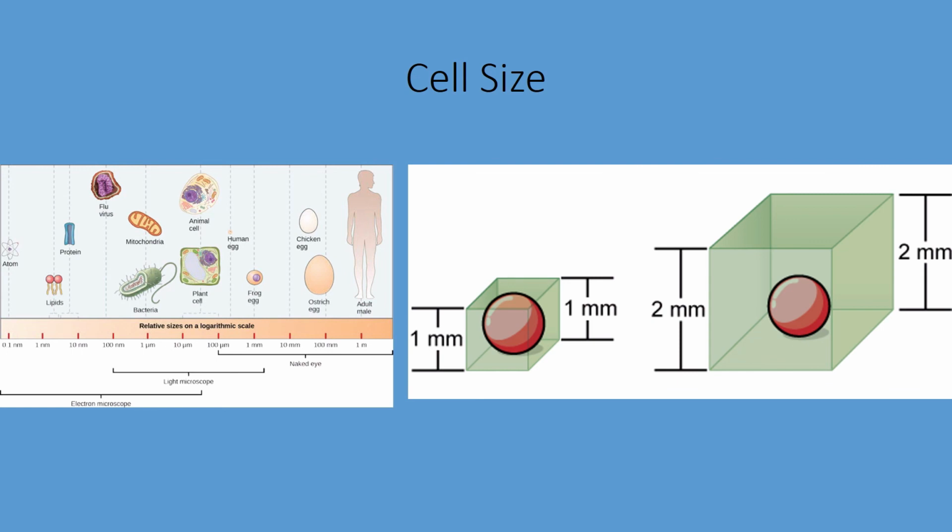The only way for a cell to survive is to divide when it gets too large. And it's important to know, larger organisms do not have larger cells, they just have more of them. In our next video, we're going to look at the specifics of eukaryotic cells.